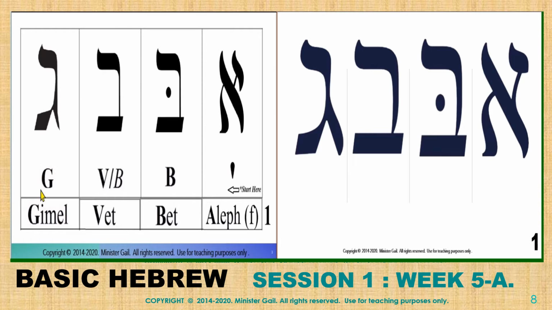G for gimel, hard G, gimel, gimel. Two M's or one, either one's correct. So you have mark or an apostrophe. B as in bet, written as a B, but pronounced as V in Victoria without the dot. G.